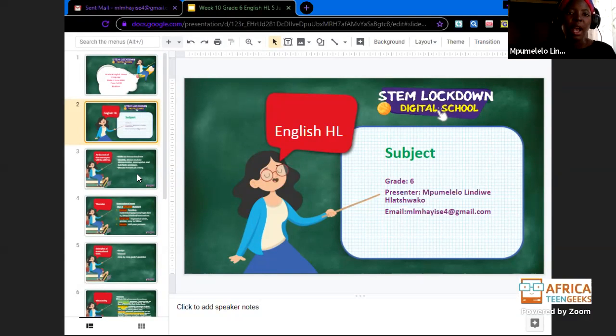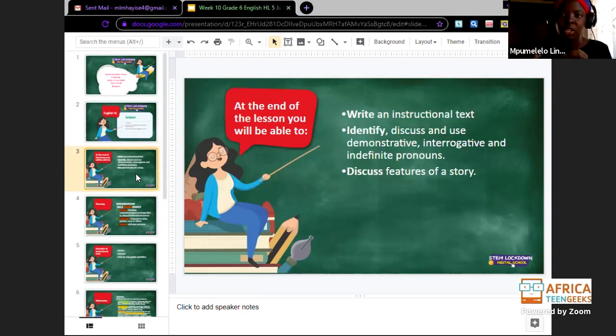Okay. Now, for today, since I said it's revision, after the end of this lesson you need to be able to write an instructional text. Number two, you need to be able to identify, discuss and also use demonstrative, interrogative, and indefinite pronouns. And lastly, you need to be able to discuss the features of a story. Okay, so are we all good? May I proceed? Indicate on the chat.